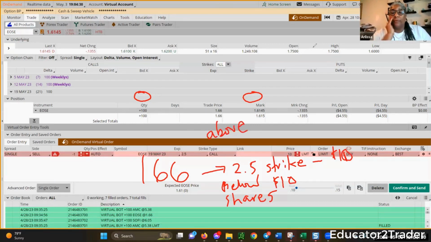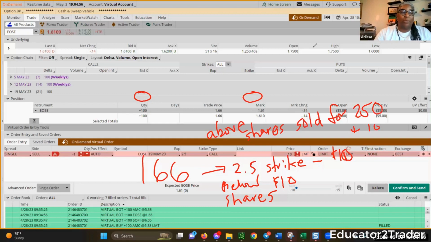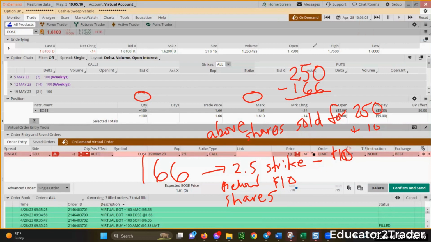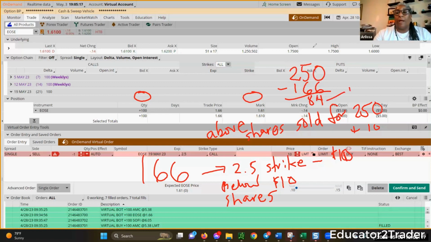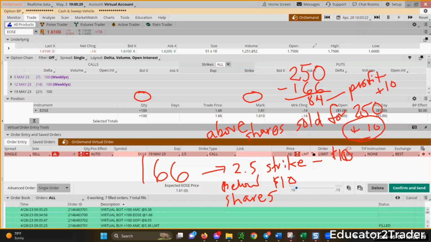If the price is above 2.5, what happens? Your shares are sold for $2.50 and you keep your $10. If the shares are sold for $2.50, what kind of profit is that? $2.50 minus $1.66 is $84. So $84 of profit from having your shares called away, plus your $10 from the premium you collected. You end up with $94 of profits.